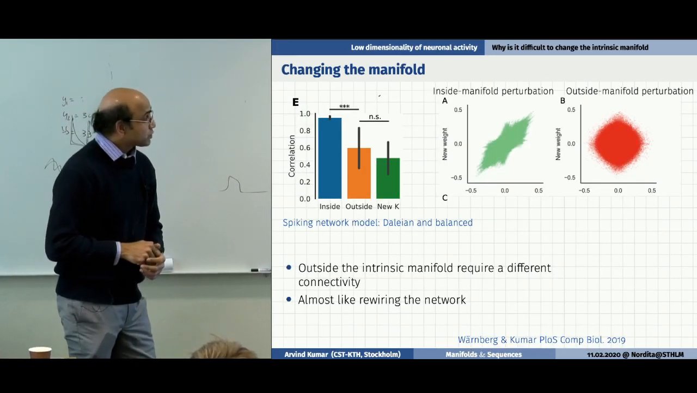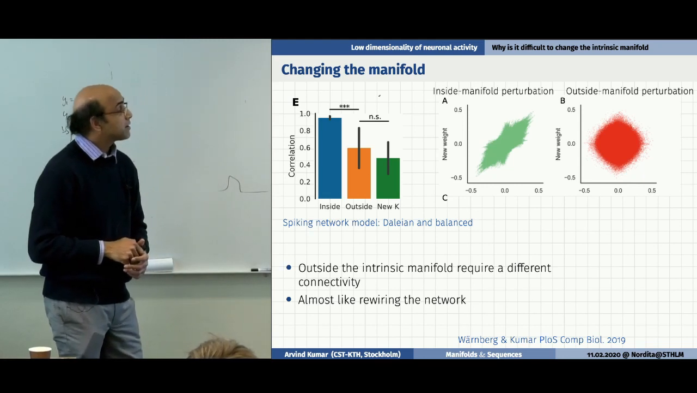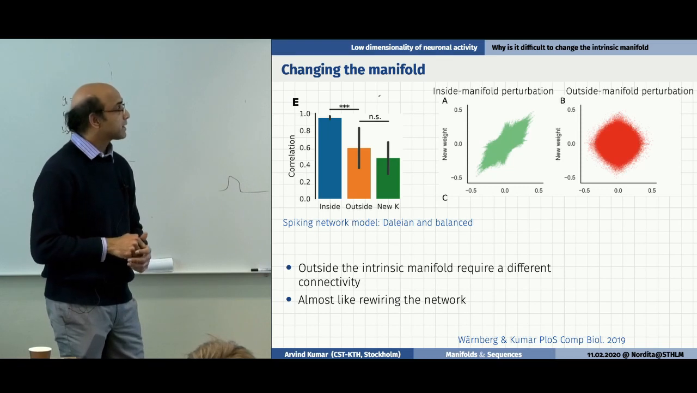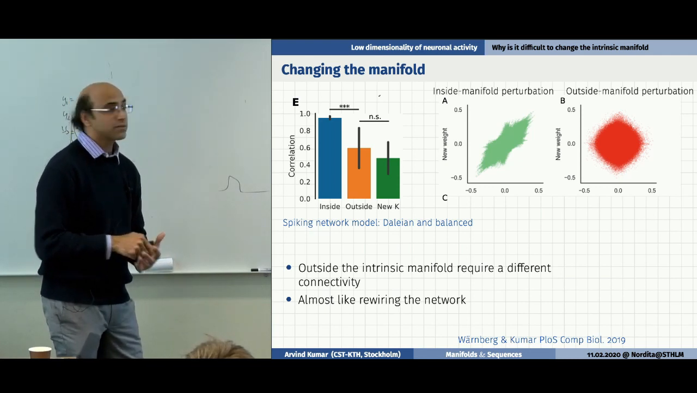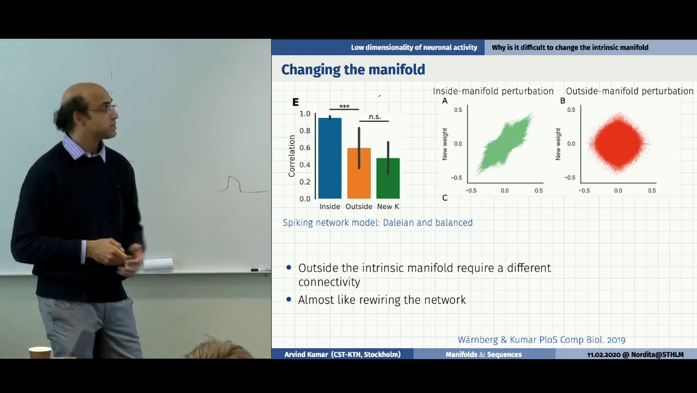So this we can show also for a spiking version of this model, not just for the continuous rate models. And again, the same thing: if you make inside-manifold perturbations, the new matrix is very similar, while for outside-manifold perturbations it is not. And in fact, you can start with pretty much scratch and it will still be the same.